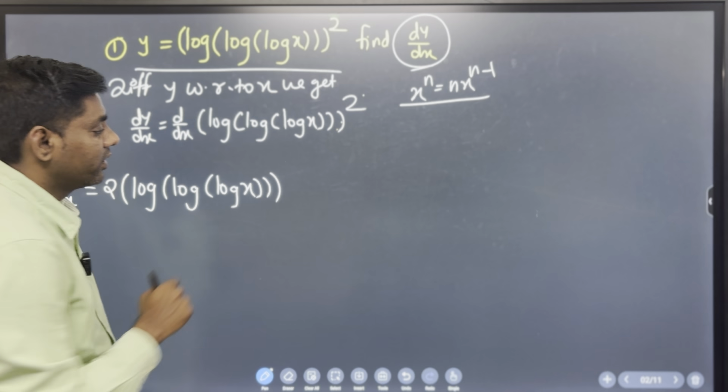In this way we revise all the formulas of derivatives, and we start to practice some questions based on the composite function.